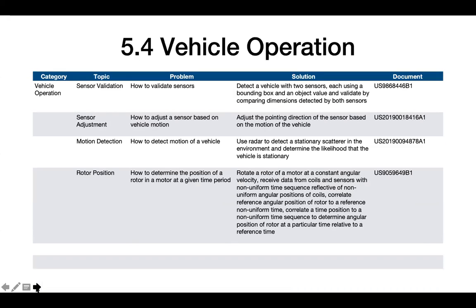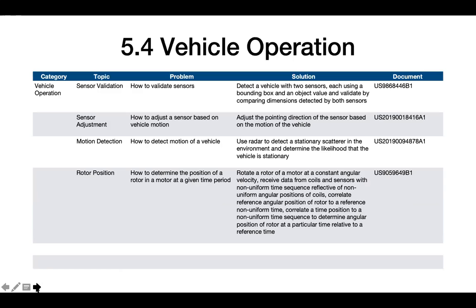Vehicle operation continues. Sensor validation, detect a vehicle with two sensors, each using a bounding box and an object value, and validate by comparing dimensions detected by both sensors. Sensor adjustment, how do I adjust my sensor based on vehicle motion? Adjust the pointing direction of the sensor based on the motion of the vehicle.